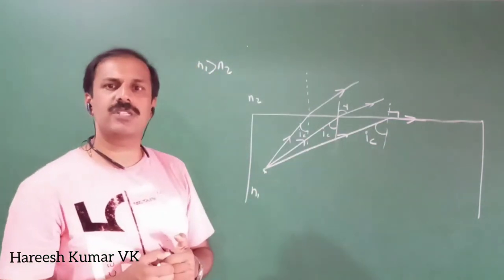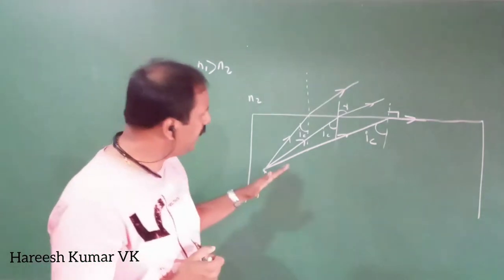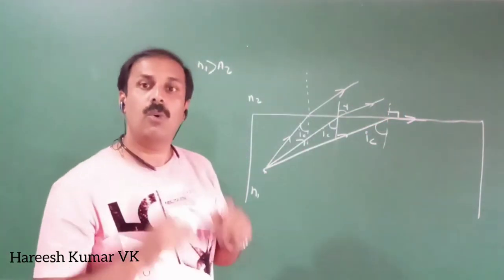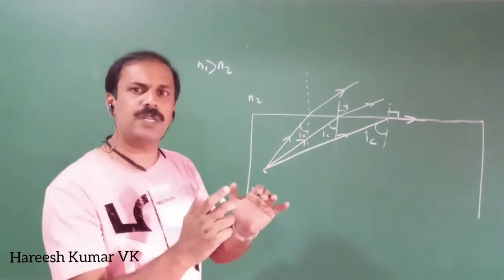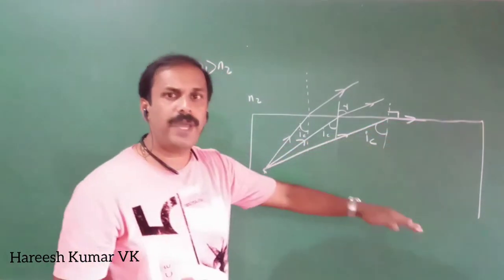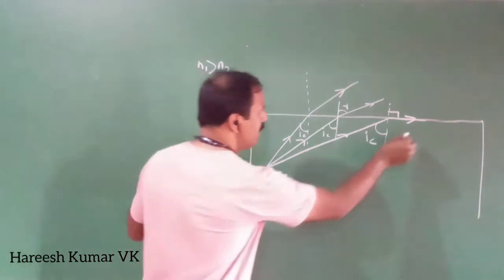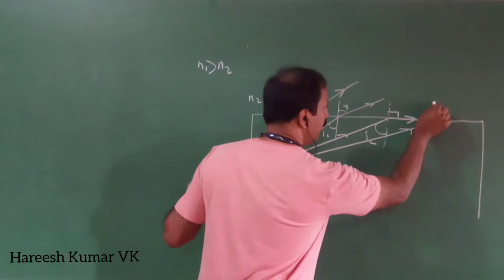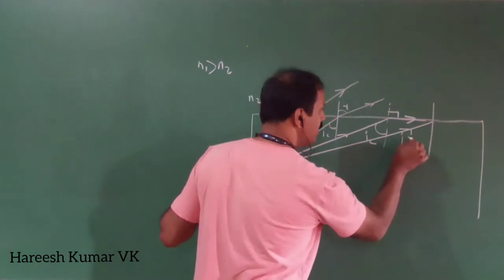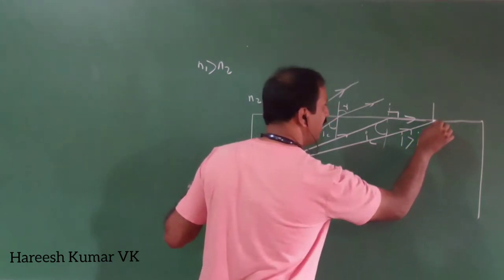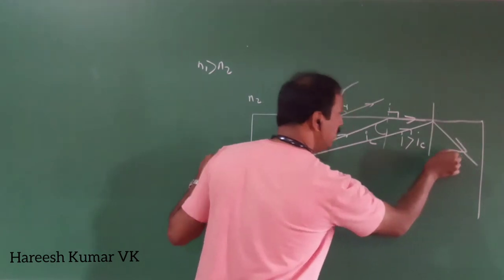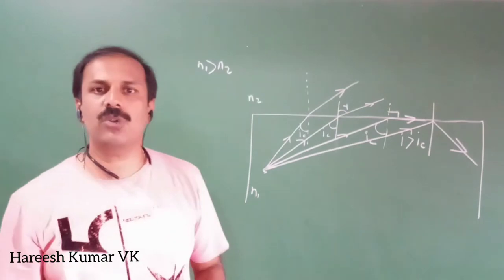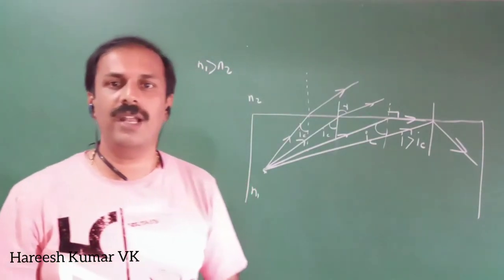Further, if you increase the angle of incidence again, refraction will not take place. Only reflection will take place. That is, 100% of the light will reflect back into the denser medium itself. That is, if the angle of incidence, our I, is greater than the critical angle IC, then the entire light will reflect back into the same medium. That is called total internal reflection.